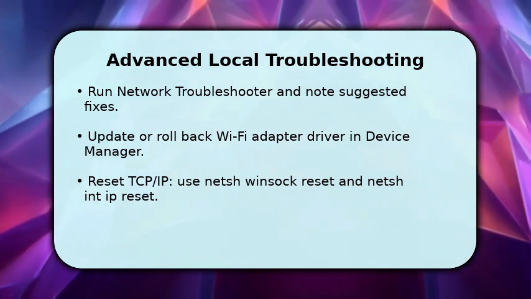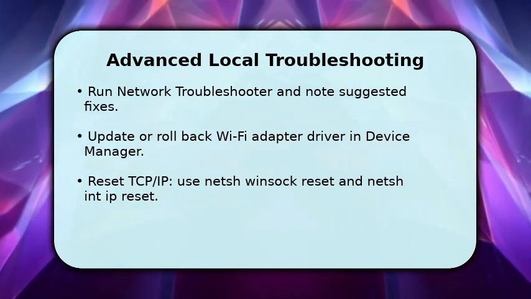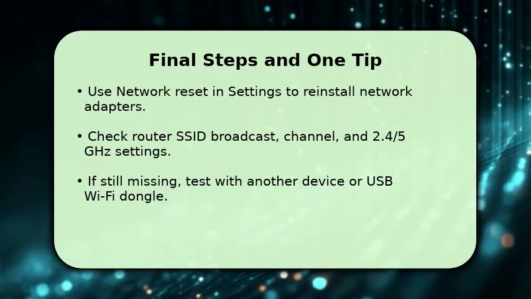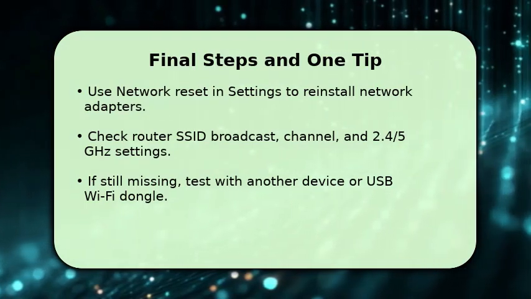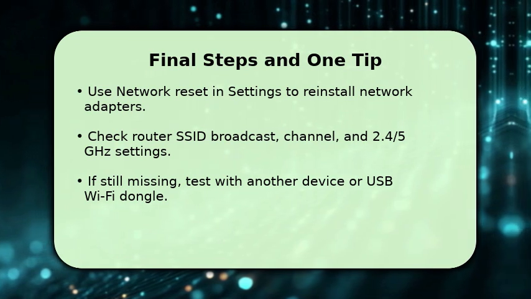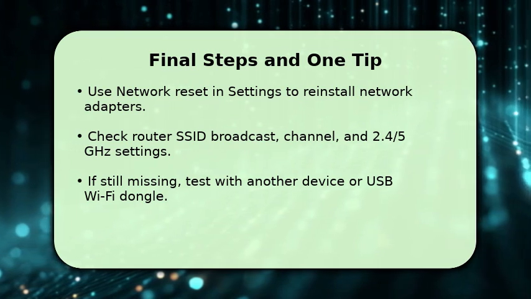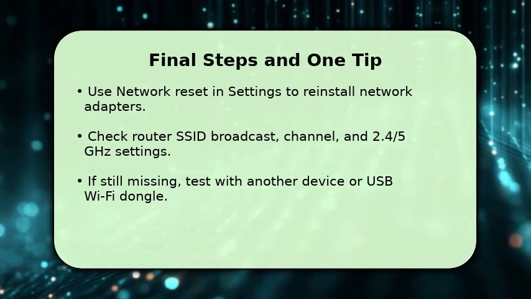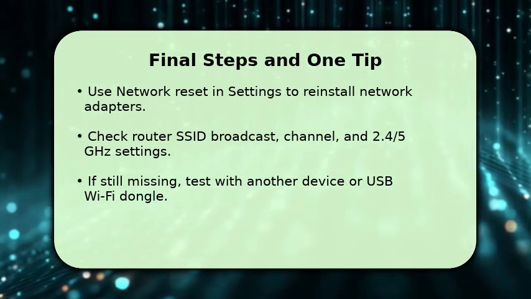You finish by using Settings, Network and Internet, Advanced Network Settings, Network reset to reinstall adapters and restore defaults. This resolves stubborn software-level issues. Make sure the router is broadcasting the SSID and that the band settings match your laptop capabilities. Switch between 2.4 and 5 GHz if needed. If the network remains hidden, test connectivity from another device to isolate the problem.